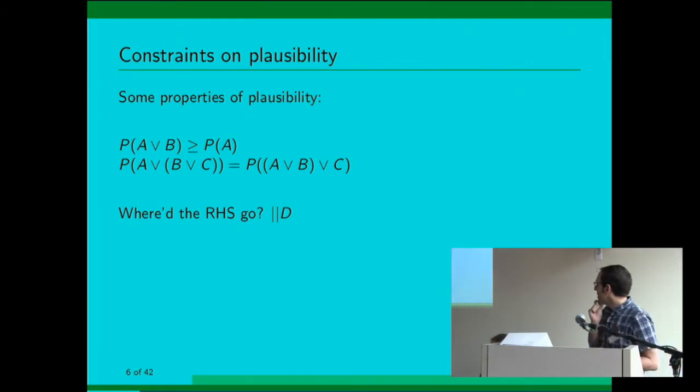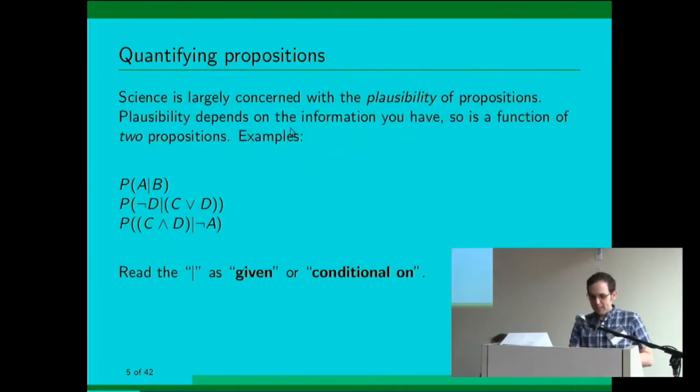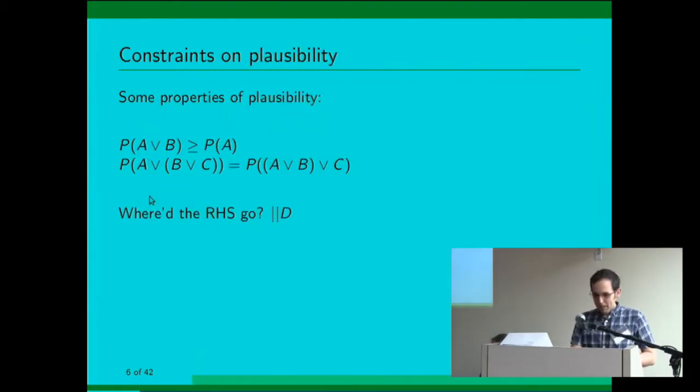So in the previous slide I said that these plausibilities depend on two propositions, but I've left off anything after the given bar in this slide. So what I've done here is I've assumed that everything on this slide just has a common given D, or given something else on the right hand side of every bar that's kind of implicit in all of these.